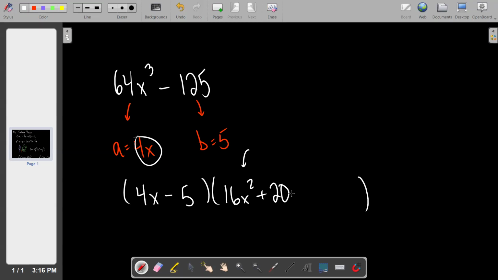Plus 20x, and at the back end, plus 25. And that's it. So that's how you factor cubes.